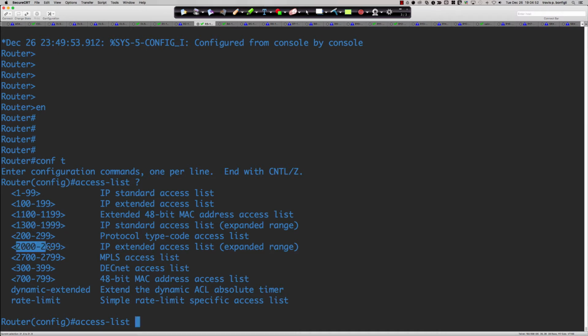And 2000 to 2699. So those are the expanded range for the standard and extended ACLs respectively. And again, I want to make sure that I'm stressing expanded range, the numeric range, the additional numbers that have been added, so that we don't confuse expanded with extended. And I catch myself doing this all the time. I'll say, oh, the extended range, right? And you certainly could use that, but it may cause some confusion. So I'm going to stick with expanded, right?